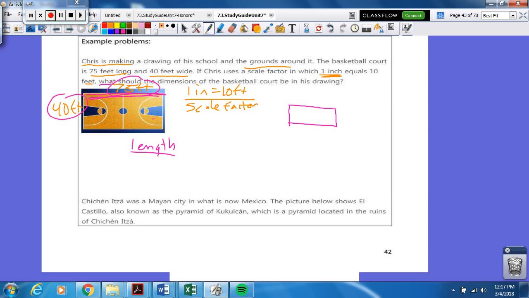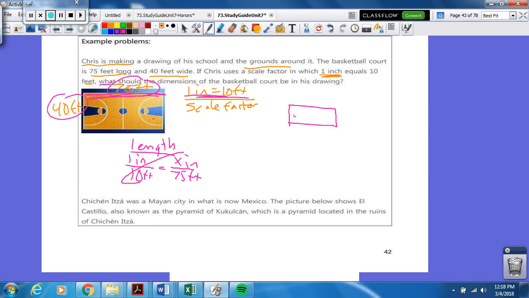So the length, first I'm going to write the scale factor down. What's a scale factor? 1 inch is 10 feet. Okay? Now, the actual basketball court, well, inches across from inches, feet across from feet, and the basketball court is 75 feet. Okay, so now I'm solving for inches this time. It's a little different because I'm drawing a smaller version.